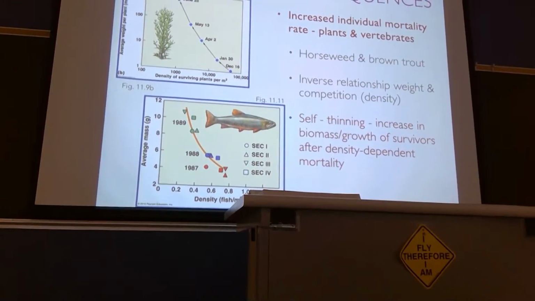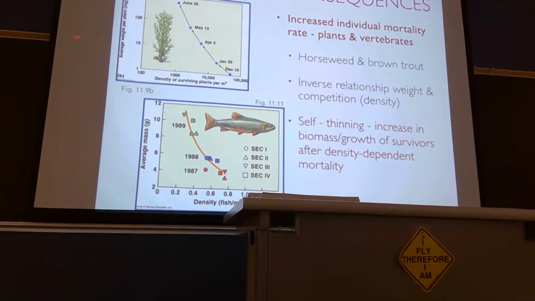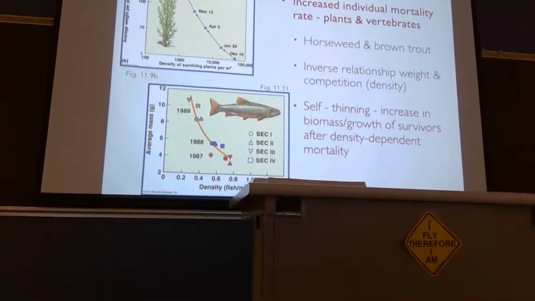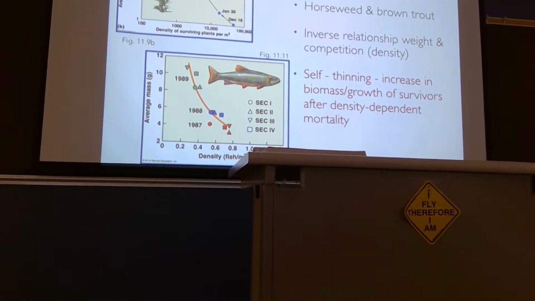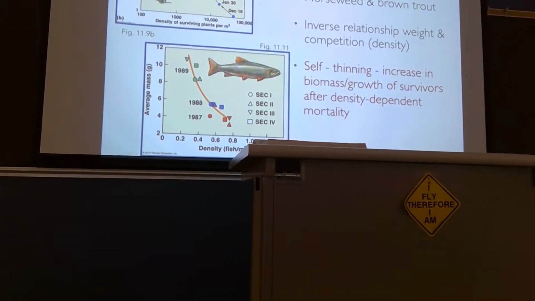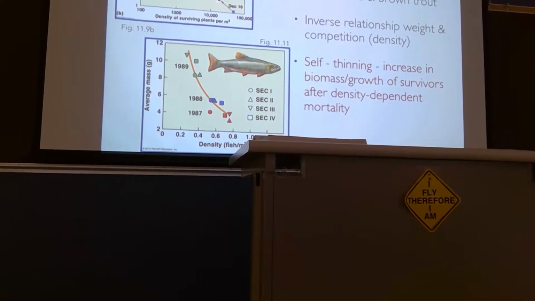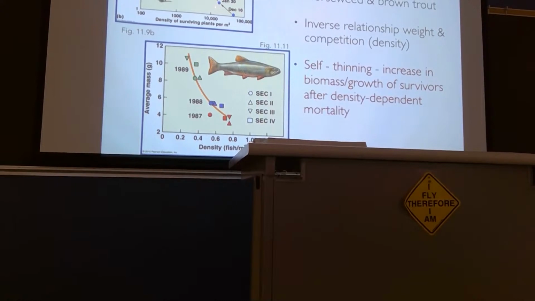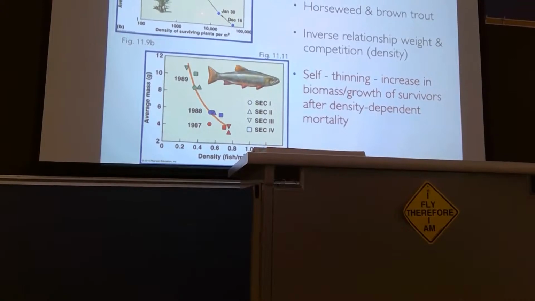Again, we're looking at a horseweed on the top, and we see this brown trout. And for both of them, we're looking at the weight of the plant versus density. And we see that the average weight per plant goes way down the more of them there are. In this particular time series, they have started with a set number of individuals. And as they die off due to competition, there are fewer individuals at the next time point. And those individuals then are growing bigger because of greater access to resources.